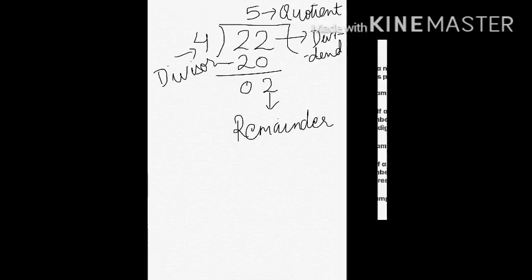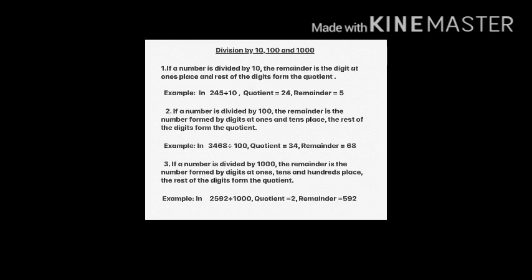Moving ahead, the next topic is division by 10, 100 and 1000. There is a method of doing it without actual division: looking at the number, we can find out what is the quotient and what is the remainder. Let's learn the method. Here I have put 3 examples in front of you. I'll divide one number by 10, one by 100 and one by 1000.